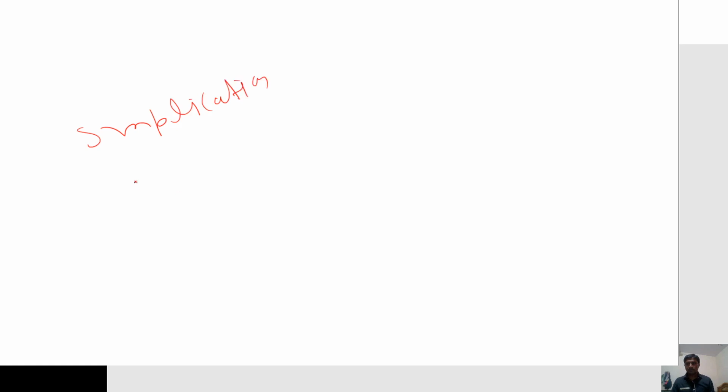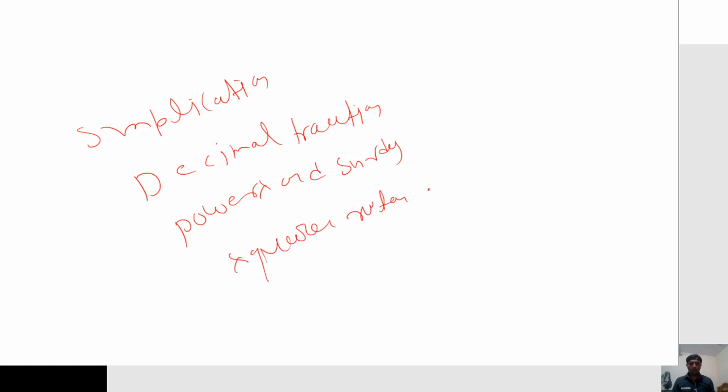decimal and fraction, powers and surds, square root and cube root. These chapters include the number system, simplification, decimal and fraction, powers and surds, square roots and cube roots. Okay.